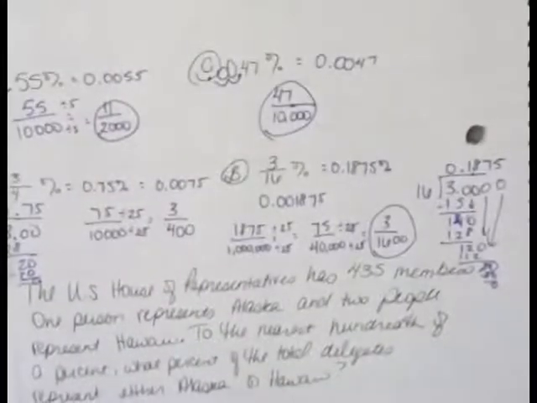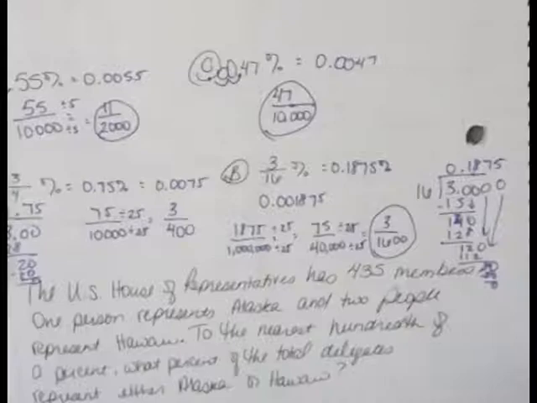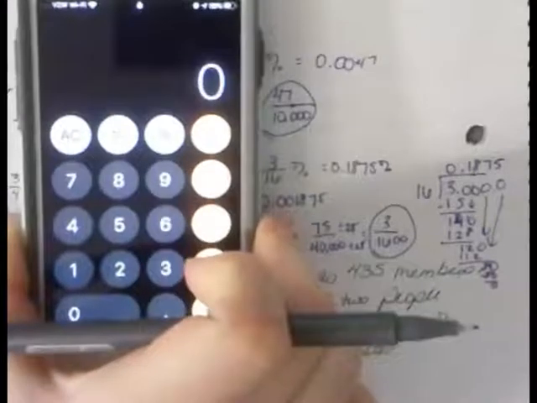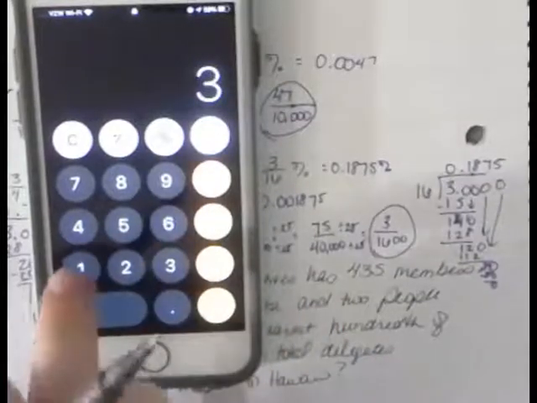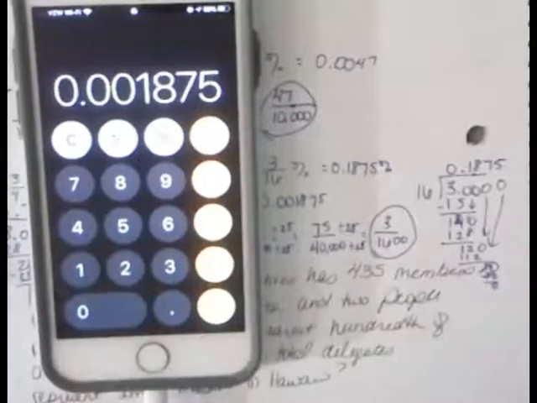And when I divided by 25 again, I got 3 over 1,600, and that is our final answer. Again, if you wanted to, you could check and do 3 divided by 1,600. And that is our decimal, so that is correct.